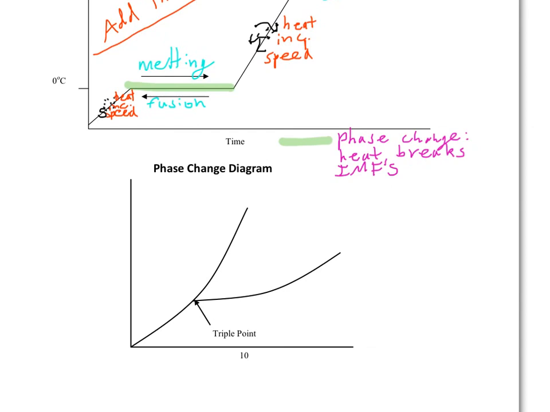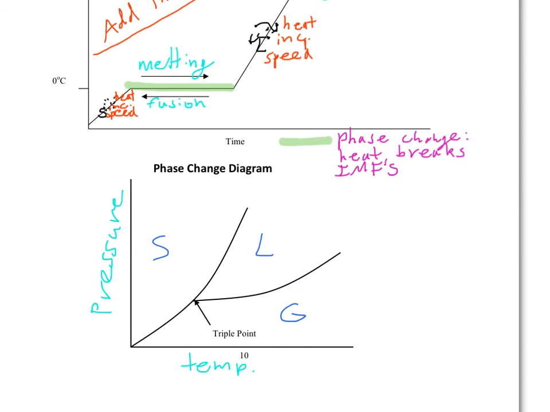Now we also have phase change diagrams, which instead of comparing temperature and heat, compare temperature and pressure. So for a certain compound or molecule, they each have the solid, liquid, and gas phase. So solid, liquid, gas. And for each element or compound, at a certain pressure and temperature, it will either be a solid, liquid, or gas.